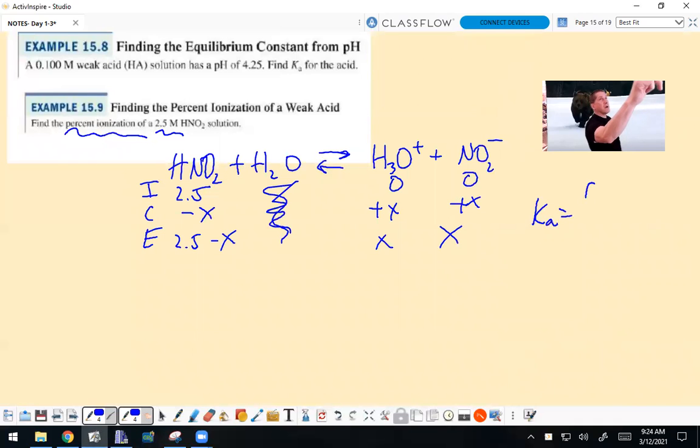I always like to write the Ka expression, whether I need it or not. Just get in the habit of doing it every time, even though it's kind of tedious, because then you'll never get it wrong. All right, we're missing some information here. We need the Ka value for HNO2. Now, on the AP test, they will have it right in the problem. And on your test that you get from me, I will do the same.